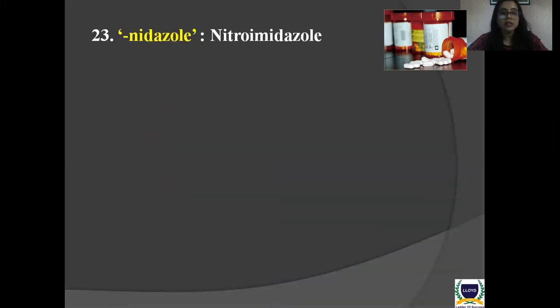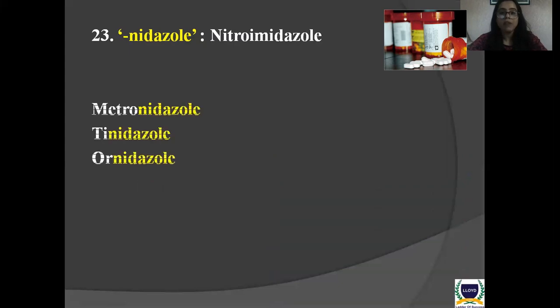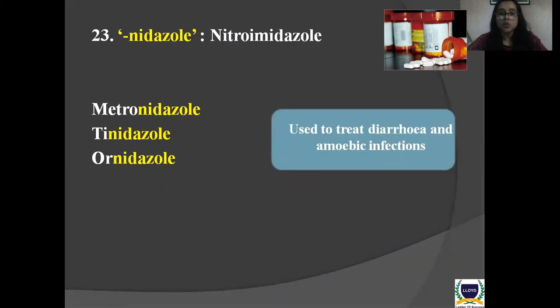Our next suffix is nidazole. Nidazole indicates they are nitroimidazole. Nitroimidazole has the drugs metronidazole, tinidazole, ornidazole. These are also ending with the same suffix, that is nidazole, which indicates they are nitroimidazole, which are used to treat diarrhea and amoebic infection.